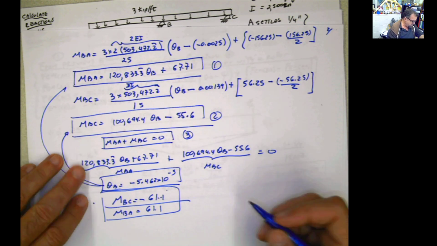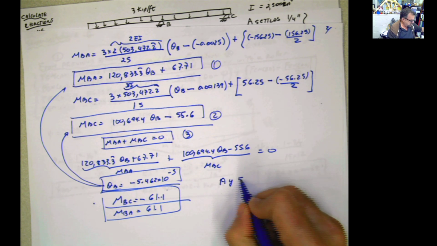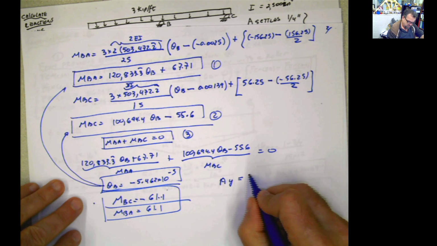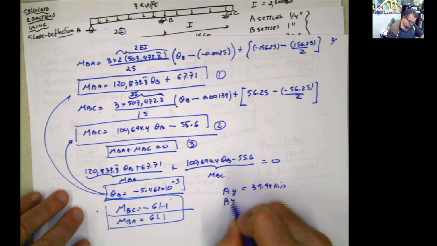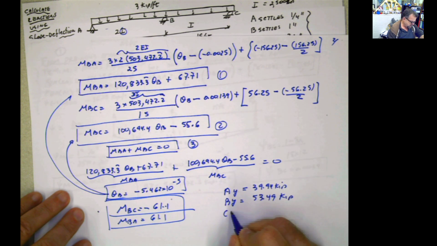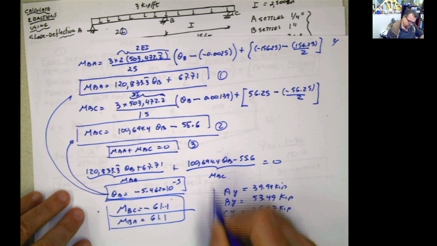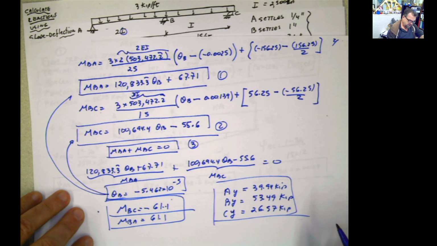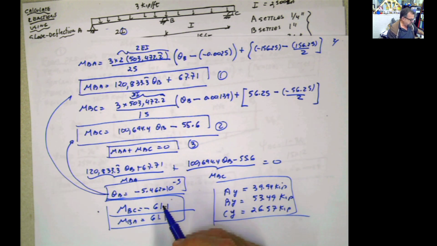So if you want to know what are the values for the reactions, I'm going to give you the values for the reaction. The reaction in AY that I got is 39.94. The reaction in BY that I got, it was 53.49. And the reaction at CY, it was 26.57. Those are the values. Shear moment diagram. Well, this BA is going to be positive, meaning it has to bring it down.